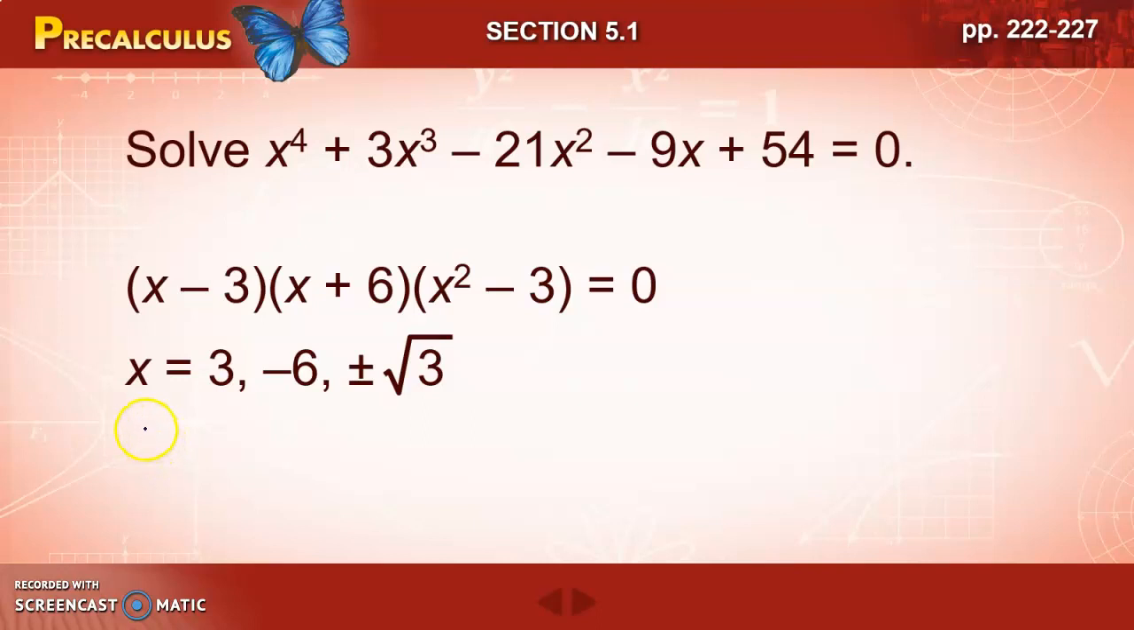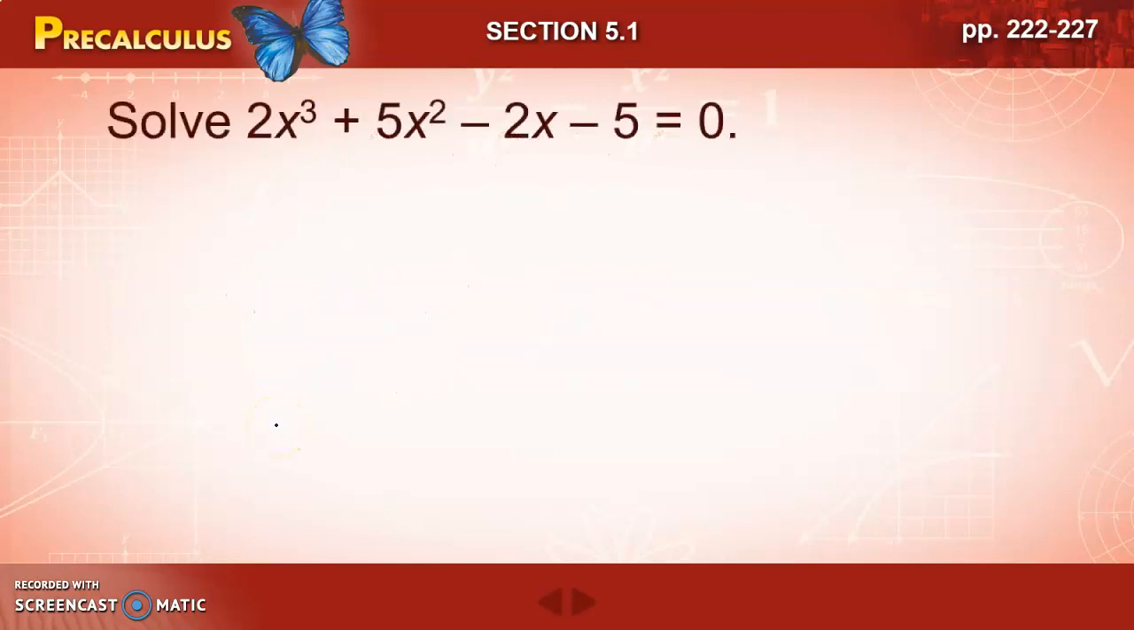So we've got x minus 3 times x plus 6 times x squared minus 3. When we set each of those equal to 0, we get x equals 3, negative 6, and plus or minus square root of 3. So 4 roots, just like we said we should.